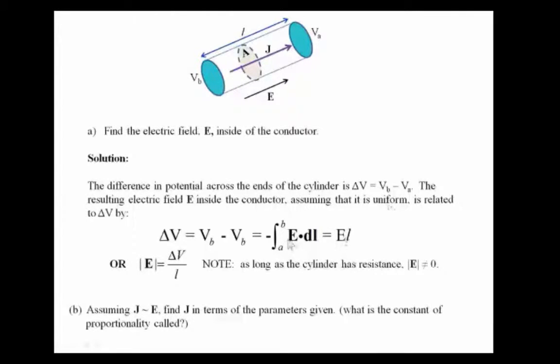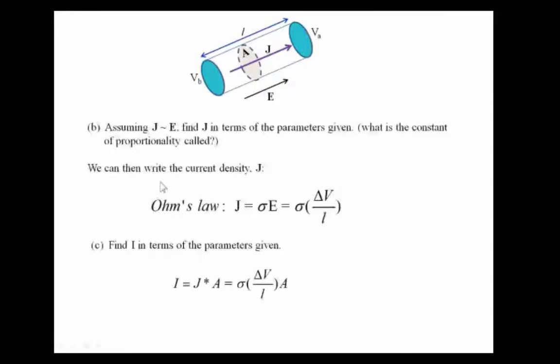We can go through our steps of taking E outside. dl is parallel to E, and we end up with this equation here. Just solve for the magnitude of E, and you can see that it's delta V over L. As long as the cylinder has some resistance, we can have a hope of maintaining that delta V and have E different than zero.